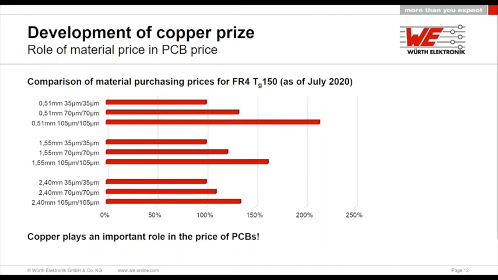And for 35 micron, I always took 100% as a base indicator. And you see, the thinner the dielectric gets, the heavier the impact of the copper price is on the overall substrate price. For the 0.51 millimeter, this is more than a factor of 2. So copper is quite a significant part of the PCB cost, and this is displayed here.